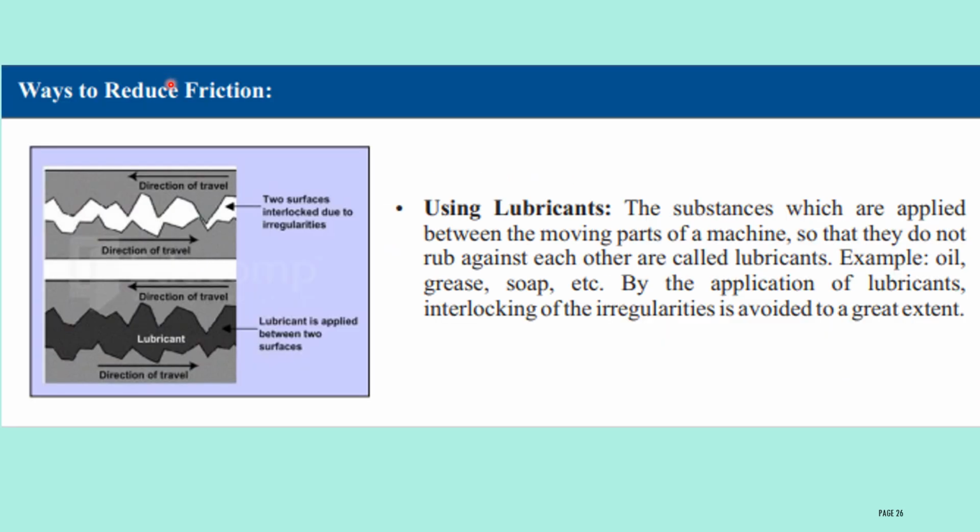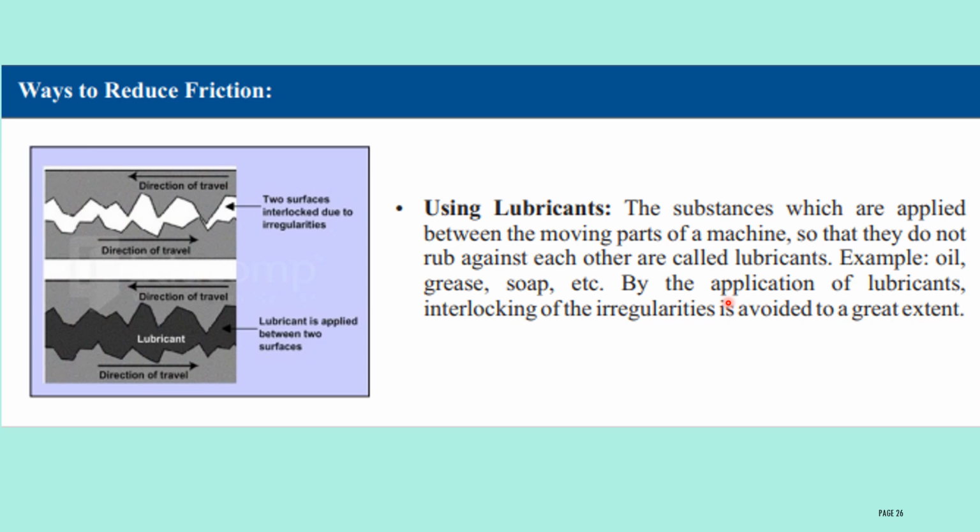Next one, ways to reduce friction using lubricants. The substances which are applied between the moving parts of a machine so that they do not rub against each other are called lubricants. A lubricant is a substance you apply where two surfaces are touching each other, and it will reduce the friction. For example, oil, grease, soap, etc.